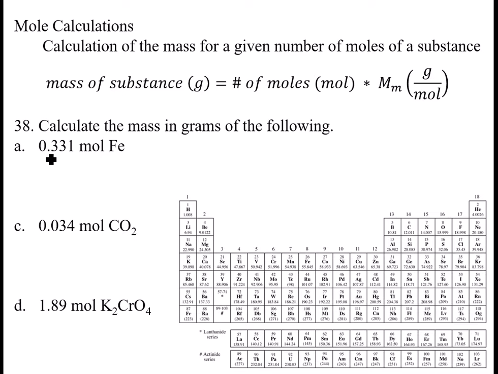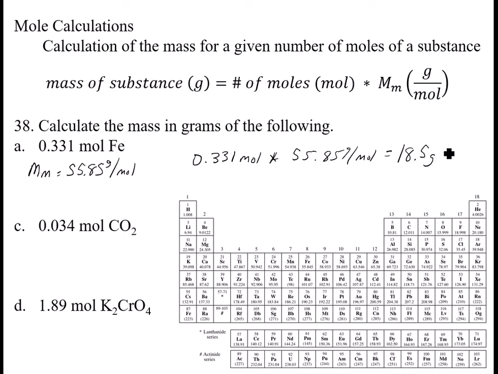So, starting out, number 38 says we have 0.331 moles of iron. Okay, so the molar mass of the iron is 55.85, and that's in grams per mole. So therefore, it's going to be the 0.331 moles times the 55.85 grams per mole to equal 18.5 grams of iron. Now, you're not required to put the iron, but I do count off if you do not put the units there of grams.